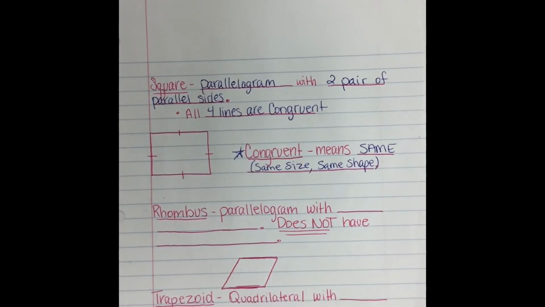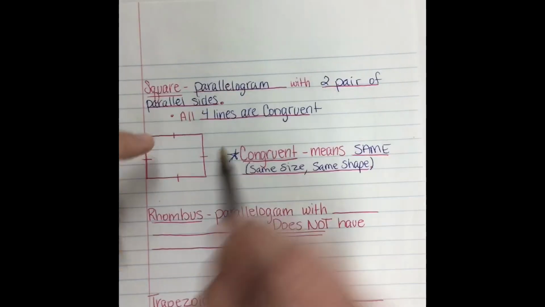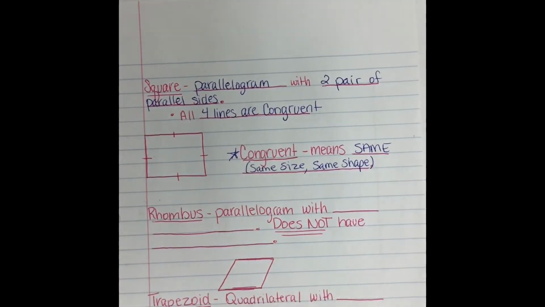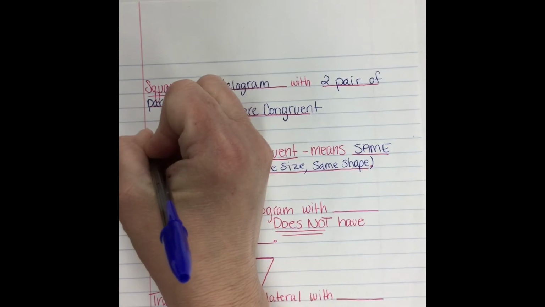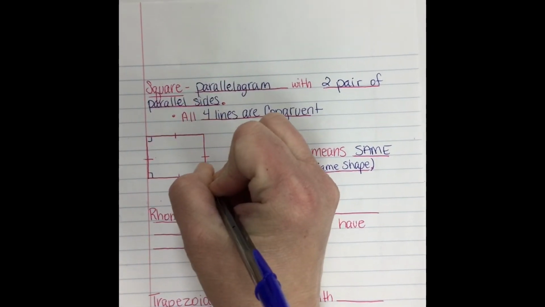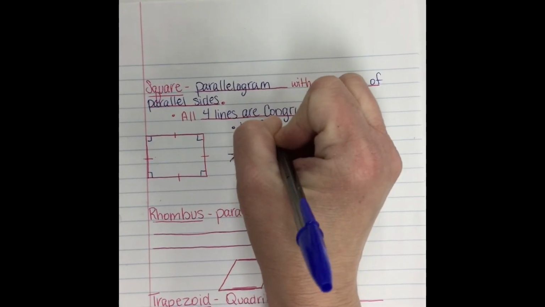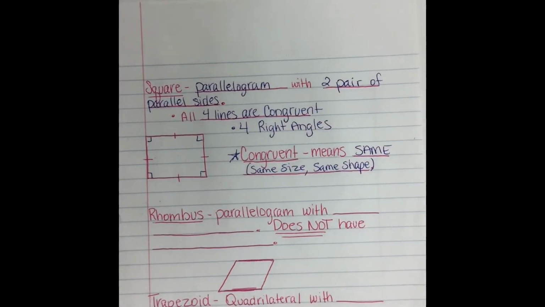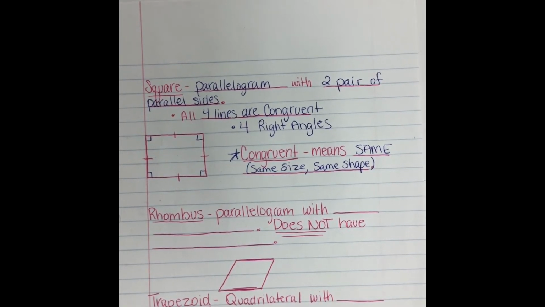Okay. All right, so we've looked at the square, and we see that it's a parallelogram because it has two pair of parallel lines. These are parallel, and these are parallel. We've noticed that all four lines are congruent, so it's got four sides that are equal. And the other thing that you should see is it also has four right angles.